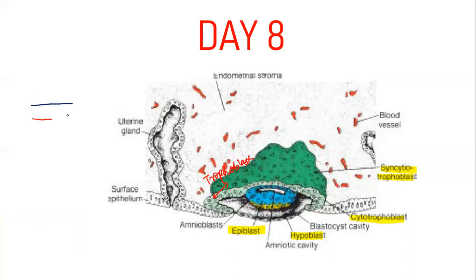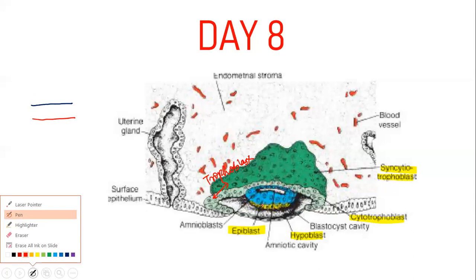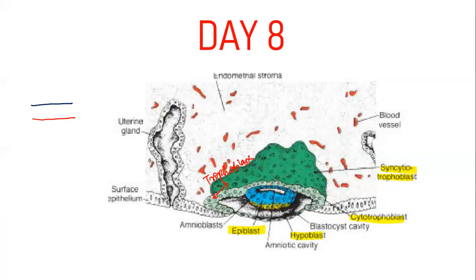Now the inner cell mass divides into two groups of cells. Can you make out a blue one and a yellow one? The blue one is called the epiblast. The inner cell mass on the top is going to get differentiated into columnar cells. These cells are called the epiblast.